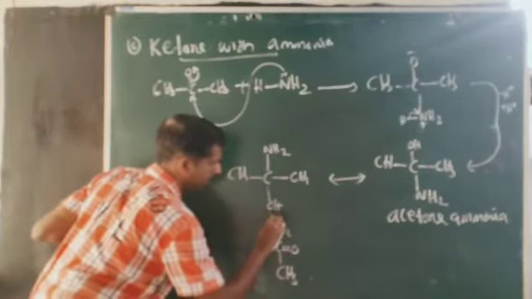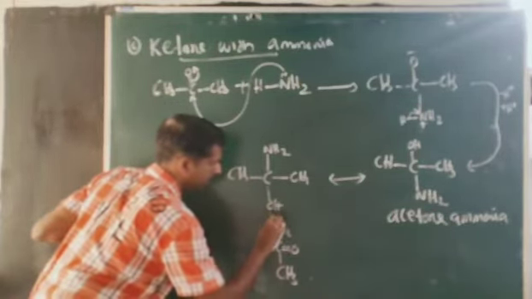And we get CH3, C, CH3, and here it is NH2, and this H2 is eliminated, and this bond is joined with CH2, so here it is CH2, and here it is C double bond O, and here it is CH2. Okay, we get a compound like this. This is the reaction of ketone with ammonia.